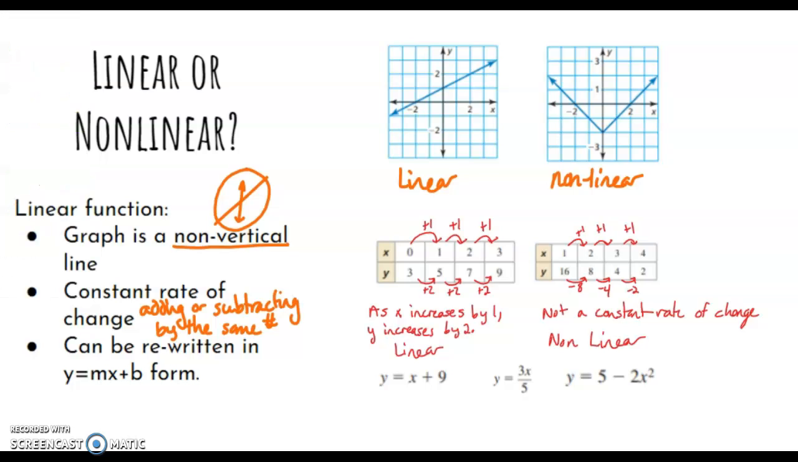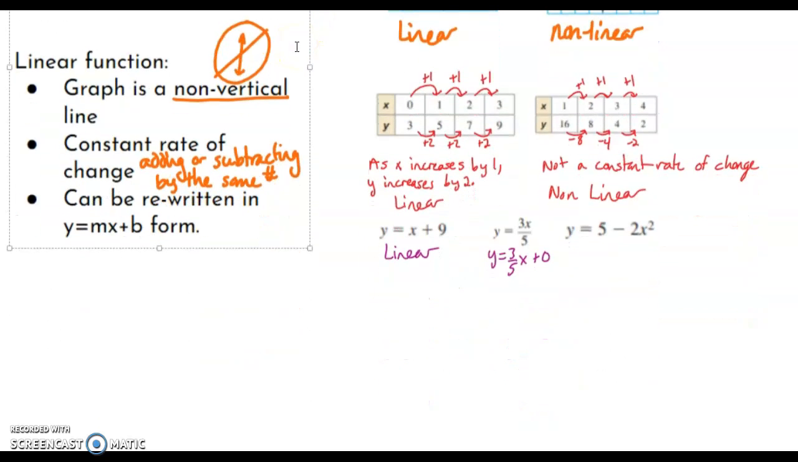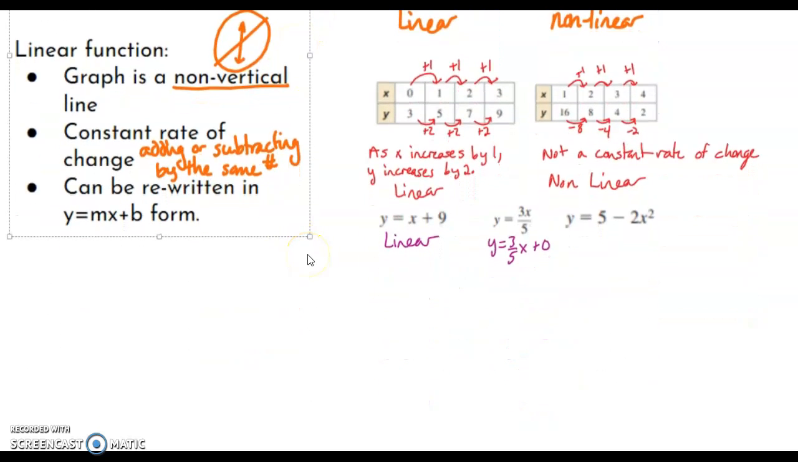That is in y equals mx plus b form, so that is linear. If you look at this equation where it's 3x over 5, you could rewrite it as 3/5 x plus 0 because there's nothing out there. And so that is in y equals mx plus b form, and so that is linear. Now if you look at the second one, this x squared, that is not linear because you can't have x squared, x cubed, something like that, so that is non-linear.